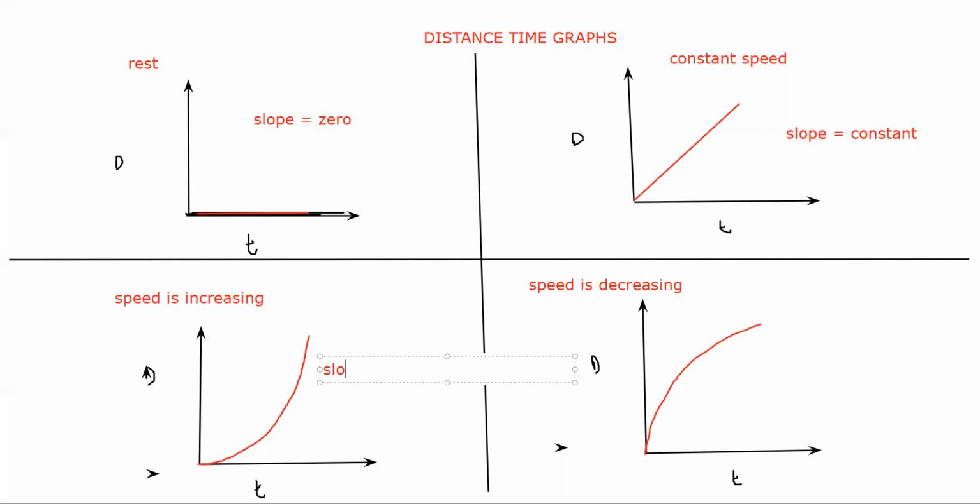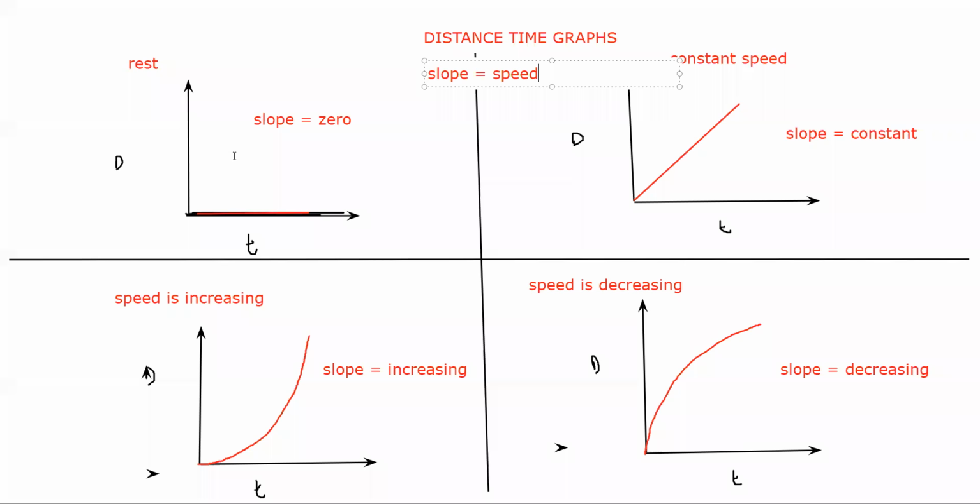At this point, the slope is increasing. And at this point, the slope is decreasing. So basically, what it shows is that in the distance time graph, the slope and the speed have the same meaning. The slope means the same thing as speed.